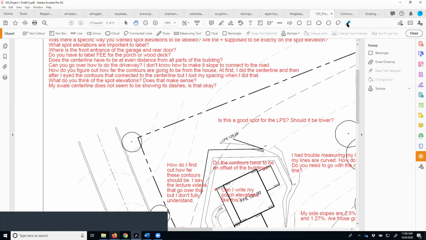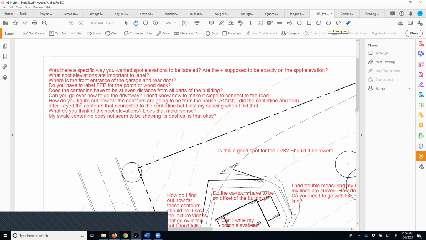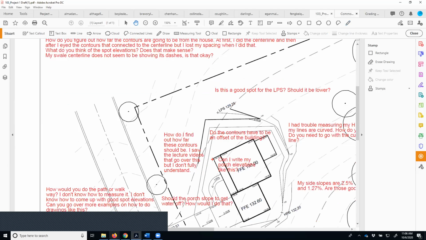Oh, come on, just draw for me. Sometimes my computer loves me and sometimes it hates me. Did I pick up the wrong pin?